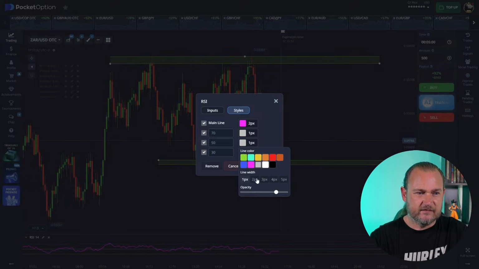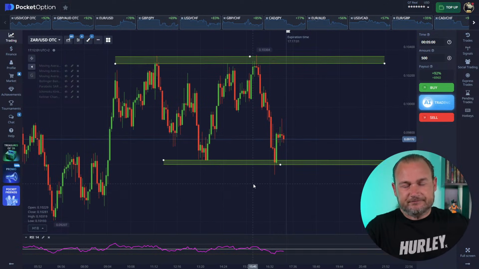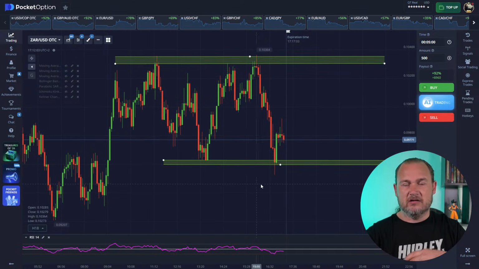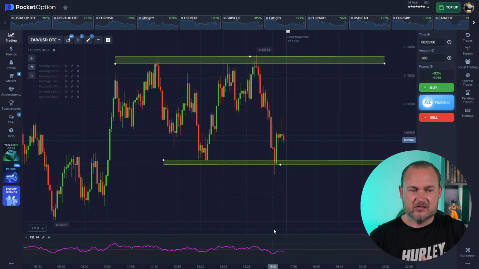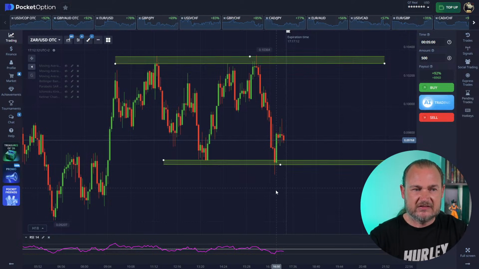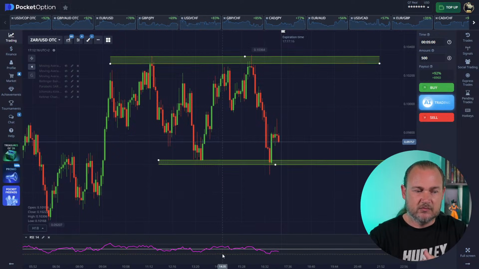I'm not changing the values of the RSI, I'm just changing the way it's being displayed. There we go. Okay, so I prefer to use my RSI like this. For the most part, when I'm using the RSI, I completely ignore overbought and oversold levels. I very, very seldom use them. What I do use is the middle line.